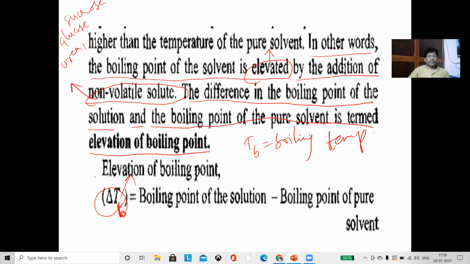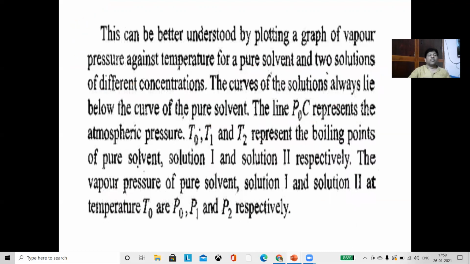So elevation in boiling point is equal to the boiling point of the solution minus the boiling point of pure solvent. This difference is called elevation in boiling point.